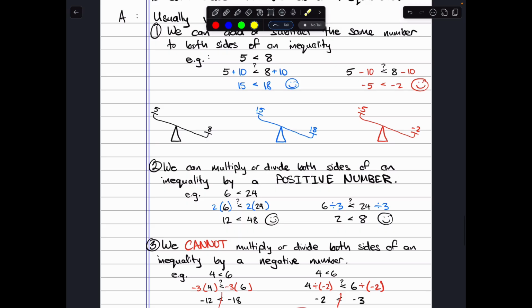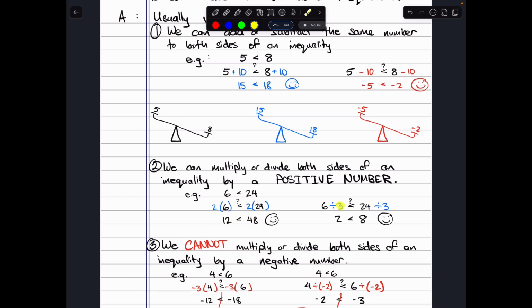Another takeaway is that you can multiply or divide both sides of an inequality as long as it's a positive number. That is really important. I wrote it in all caps for a reason. Here's an example. We definitely know that 6 is a smaller number than 24. 6 is less than 24. And if you multiply both sides by 2, or any positive number really, notice that 2 is positive, we're left with an inequality that is still true because 12 is indeed less than 48.